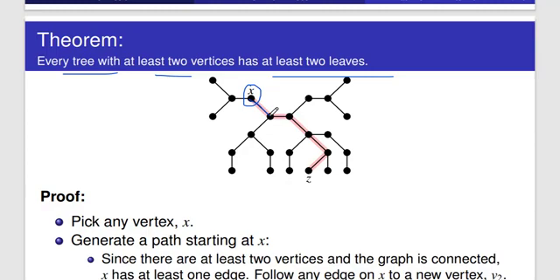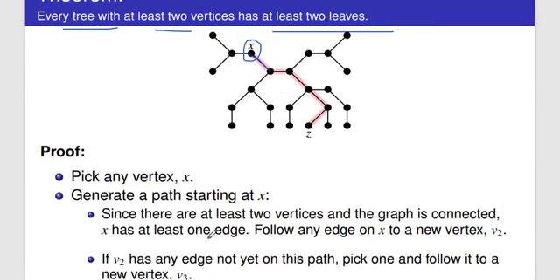So we have to make a path with a new vertex, and we have three edges. But one edge we came in by, from x to v2, so we have to take a new edge. You can go like this. You have to make the path visiting each edge only one time.